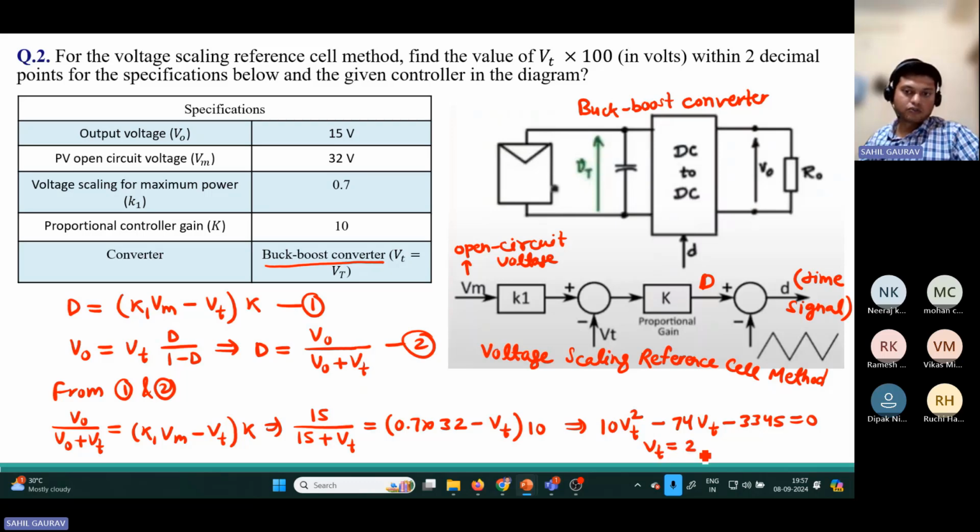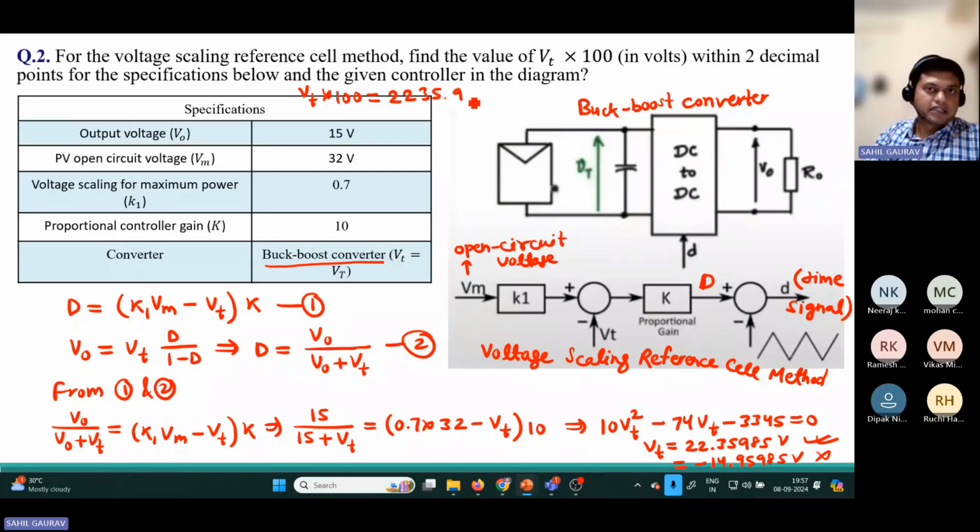One is Vt equal to 22.35985 volt. Another one you will get is minus 14.95985 volt. So the first will be considered, this one is not being considered. Here in this question it is asked for Vt into 100. So the final answer will be 2235.985 volt. So this is the answer for this problem 2.